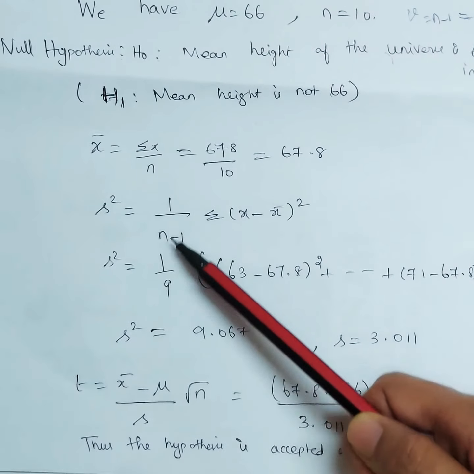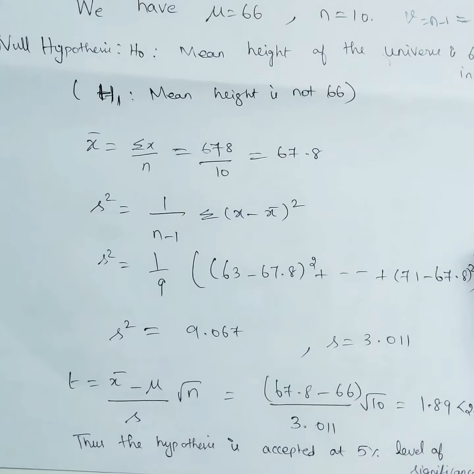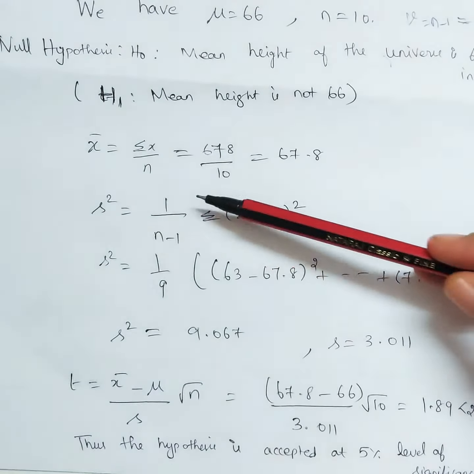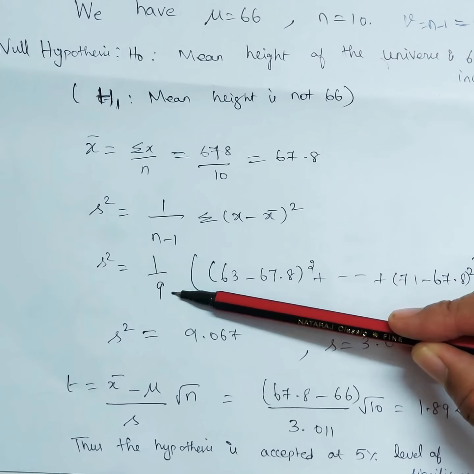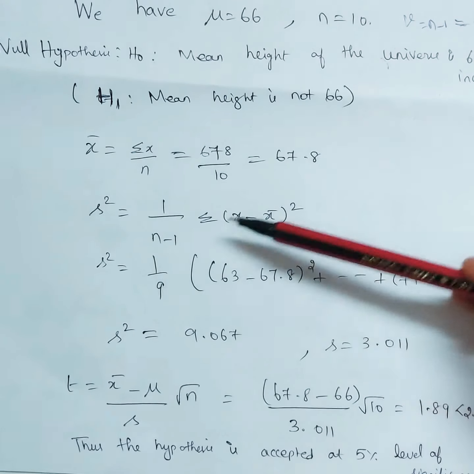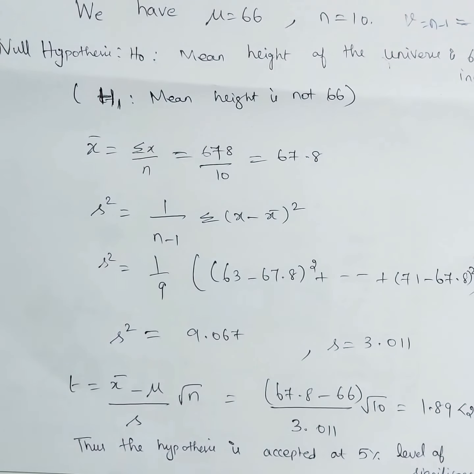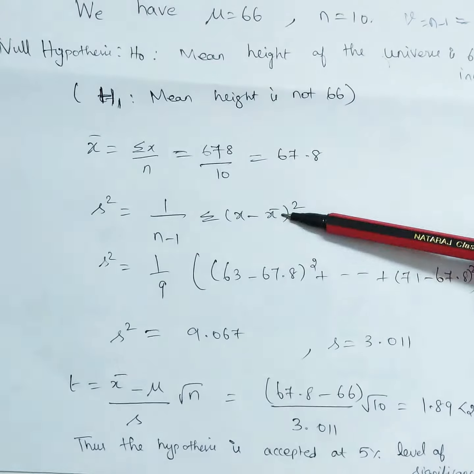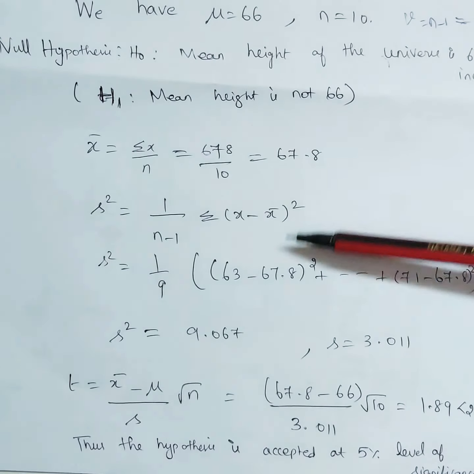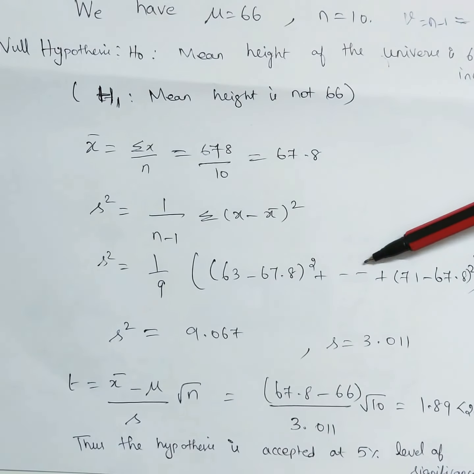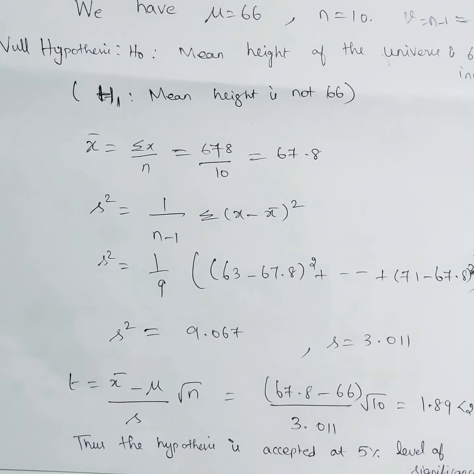S square is equal to 1 by n minus 1 into summation of x minus x bar the whole square. So 1 by n minus 1, that is 10 minus 1, so 1 by 9 into, what is the first value they have given in the question? 63, correct? There are so many values they have given, no? So 63 minus, what is x bar now? Just now we got 67.8, the whole square, plus the next value, also 63 in the question: 63 minus 67.8 the whole square, like that. This is the last value, 71 minus 67.8 the whole square.